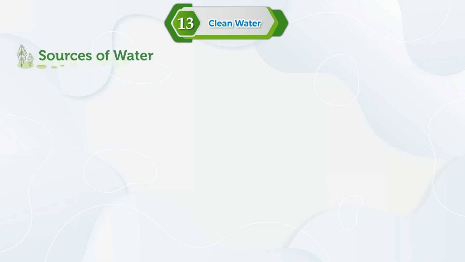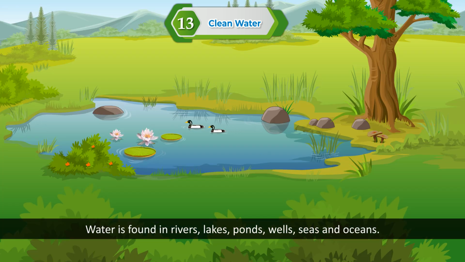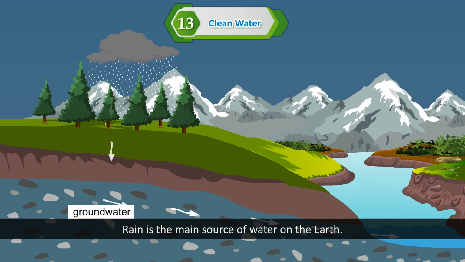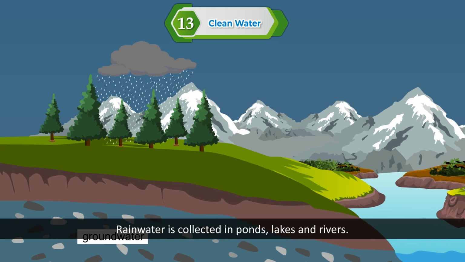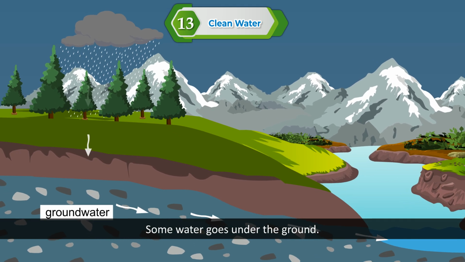Sources of water. Water is found in rivers, lakes, ponds, wells, seas, and oceans. Rain is the main source of water on the earth. Rainwater is collected in ponds, lakes, and rivers. Some water goes under the ground.